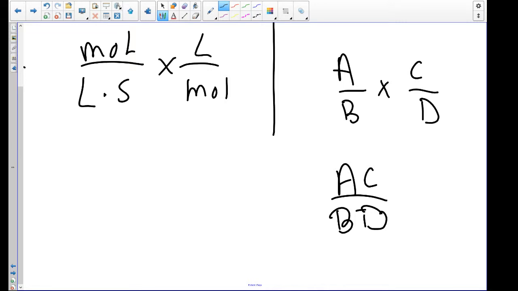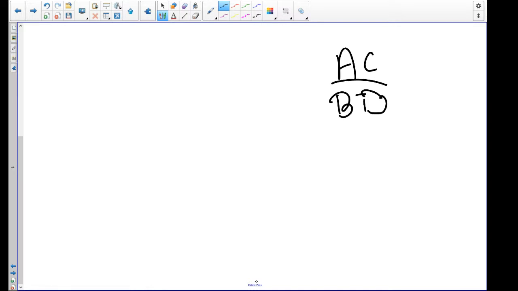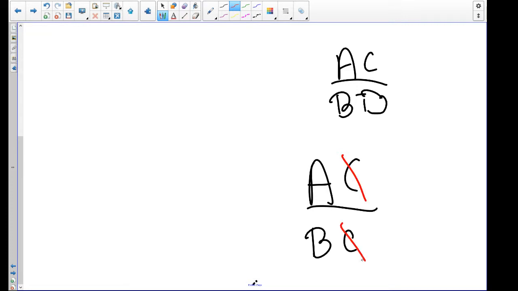Now remember what we did yesterday. When things are multiplied, what can we do in the numerator and the denominator? We can cancel if they're the same. So had this looked more along the lines of AC over BC, what can we do with the C's? We can cancel them out to just give us A over B.